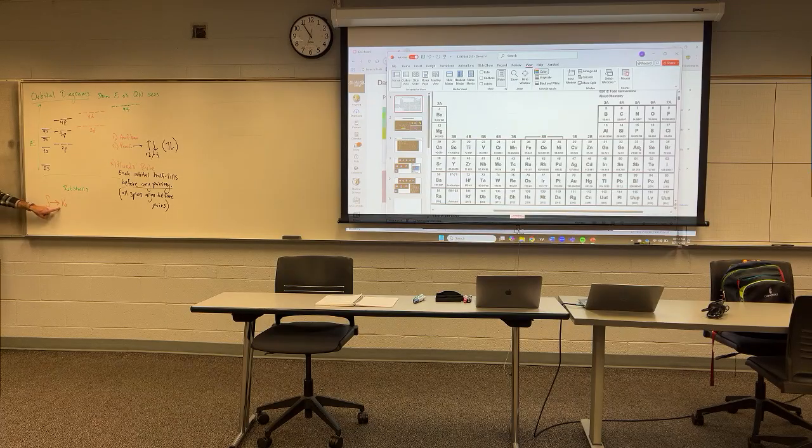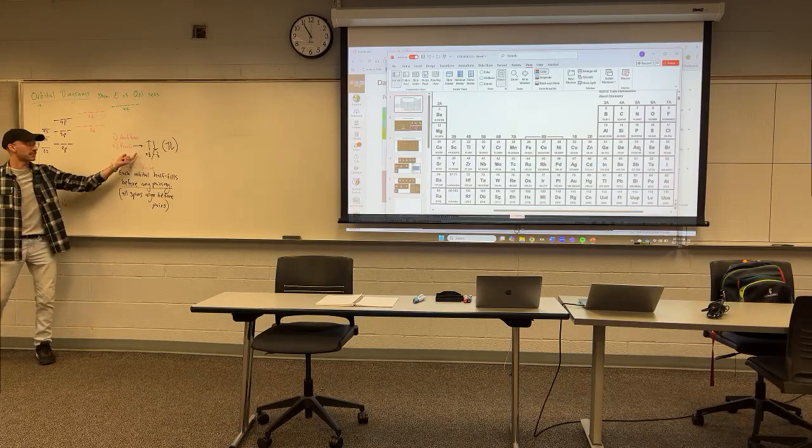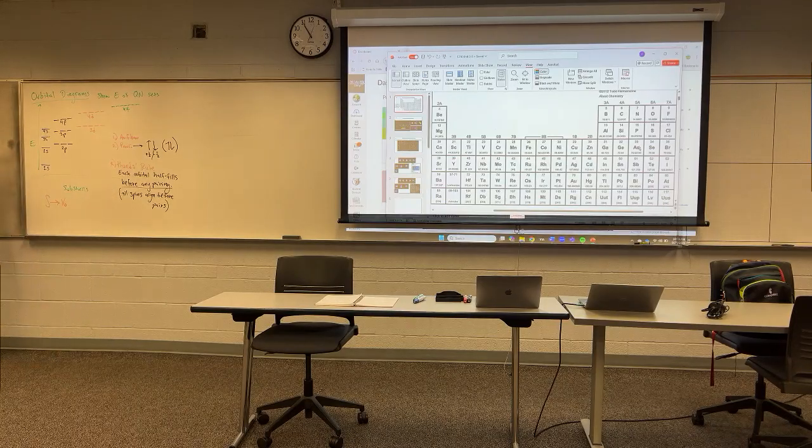Well, the Aufbau principle says I need to start adding those electrons from lowest energy to highest energy. So I'm going to start at the 1s orbital, and I'm going to move up. Hund's rule says I have to half fill all orbitals in a subshell before any of them get paired. And the Pauli exclusion principle says they have to have a pair at some point. They can't all have the same quantum numbers.